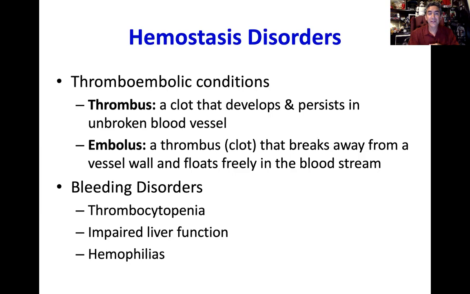So one, the thrombus could have developed normally under normal situations, but then didn't get dissolved. Two, for whatever reason, the clotting cascade is triggered without trauma, without the extrinsic or the intrinsic pathways being triggered. So for whatever reason, the blood clot formed when it wasn't supposed to. So that's a thrombus. Now, the thrombus forms, it clogs the vessel, but it's in one stationary position.